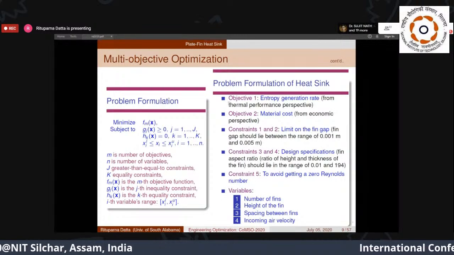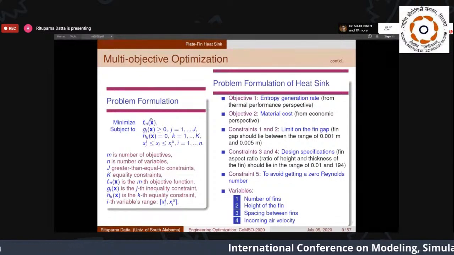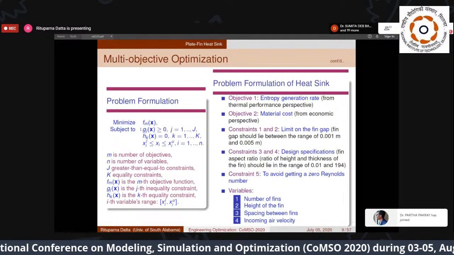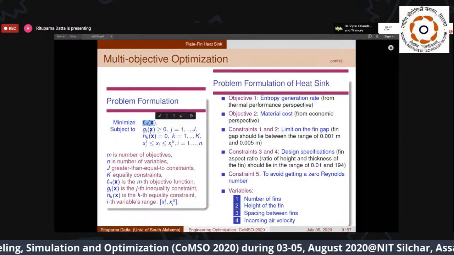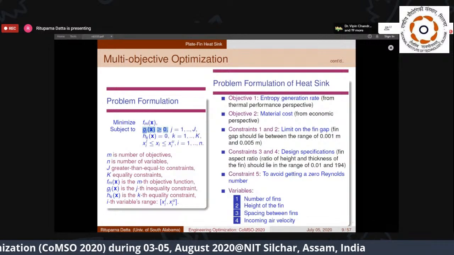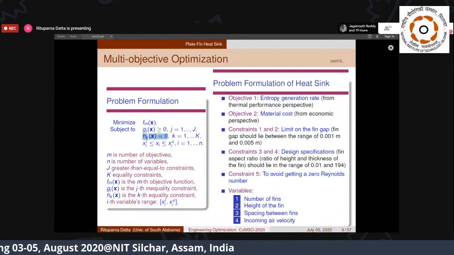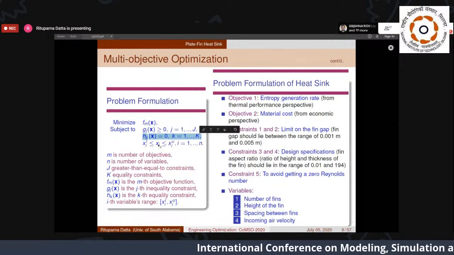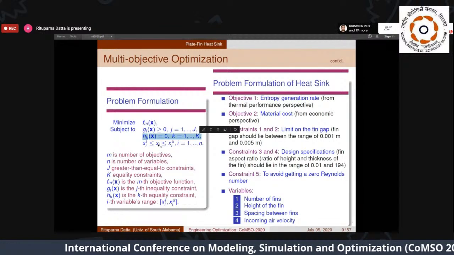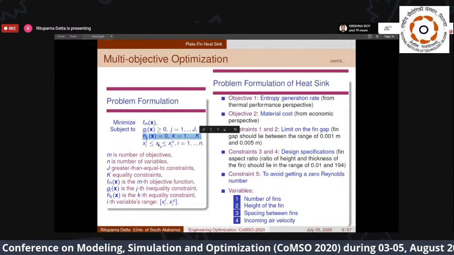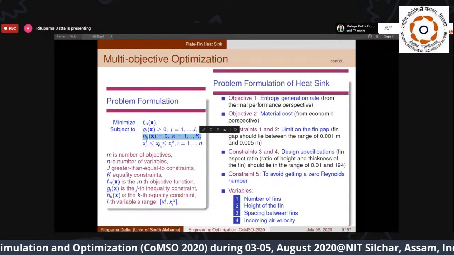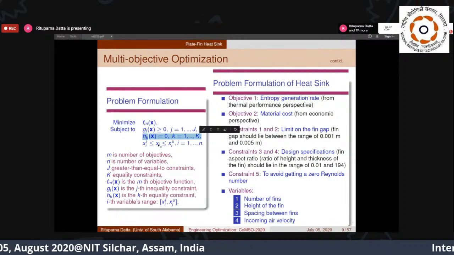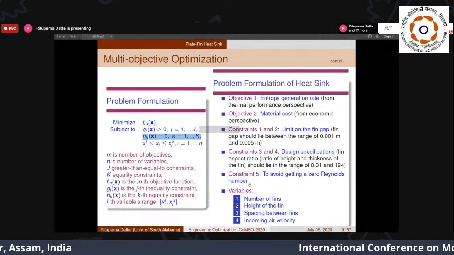Okay. And now this is a standard mathematical formulation of any multi-objective optimization problem. I can have m number of objective functions, j number of inequality constraints, and k number of equality constraints. But in engineering design, we rarely have equality constraints because we cannot fabricate or design anything with equality constraints. It's really difficult. Even if there are equality constraints, we try to put some tolerance in it.